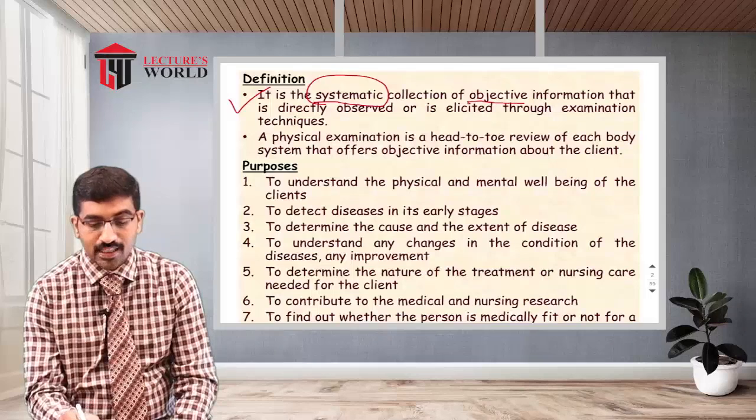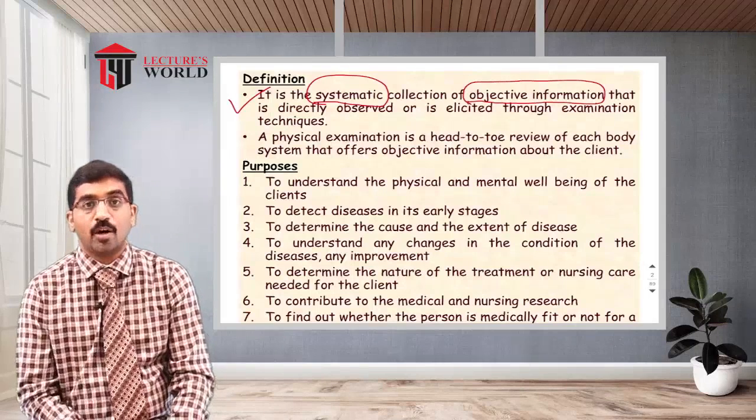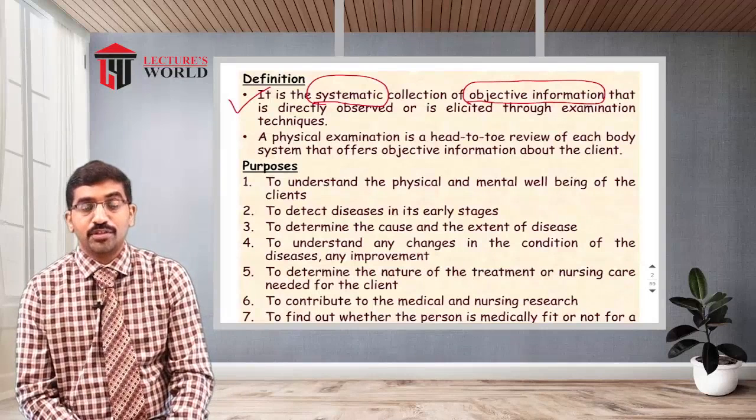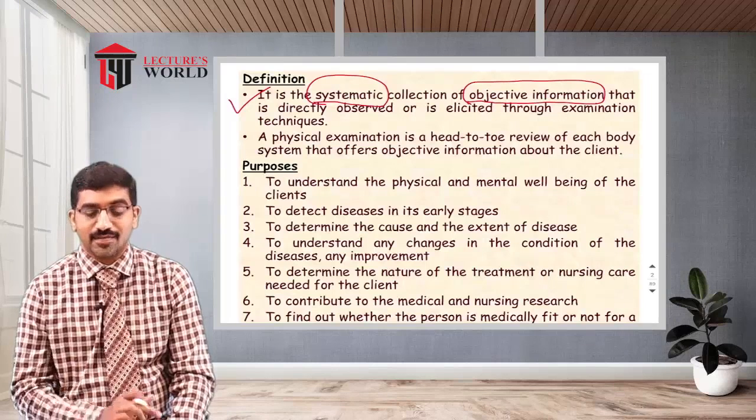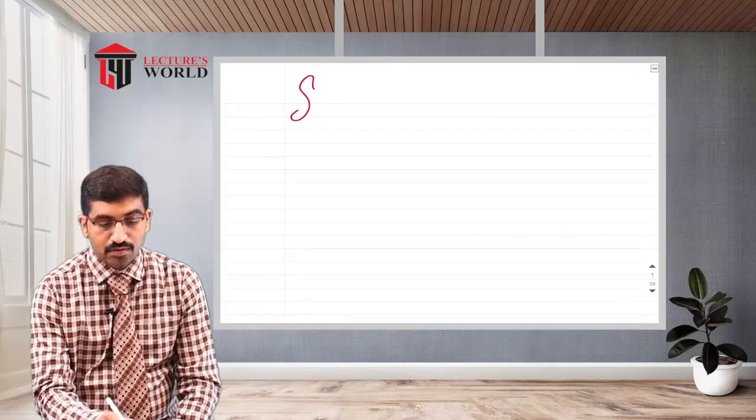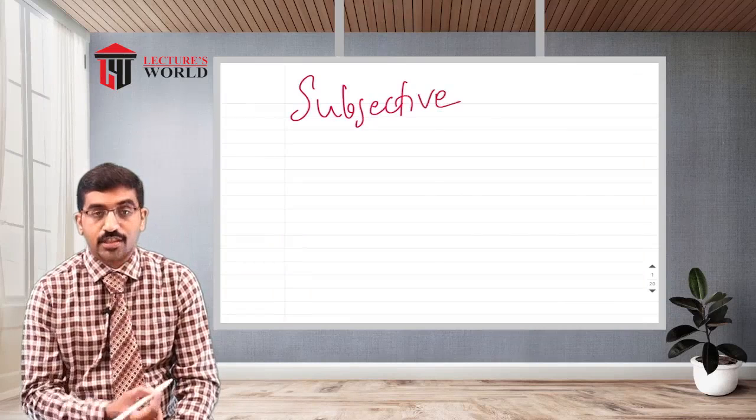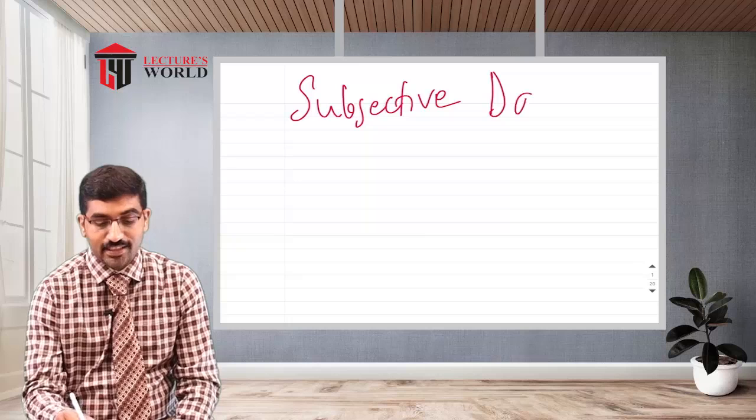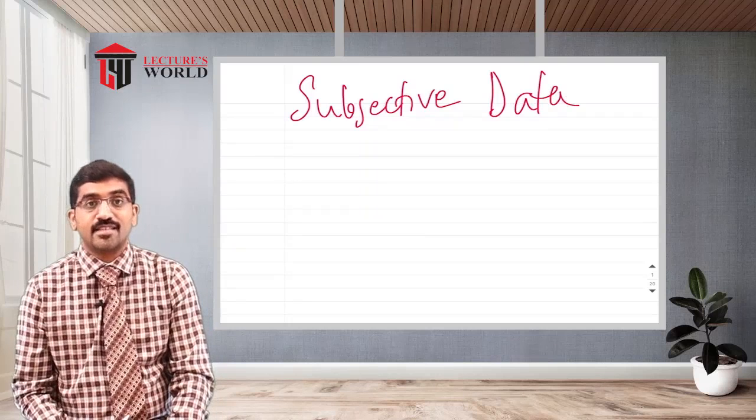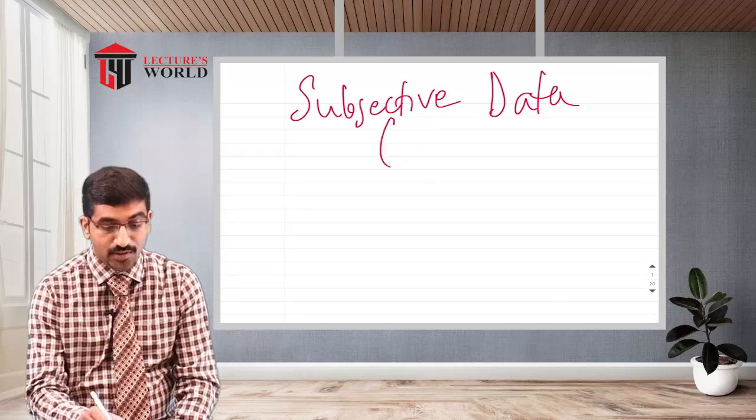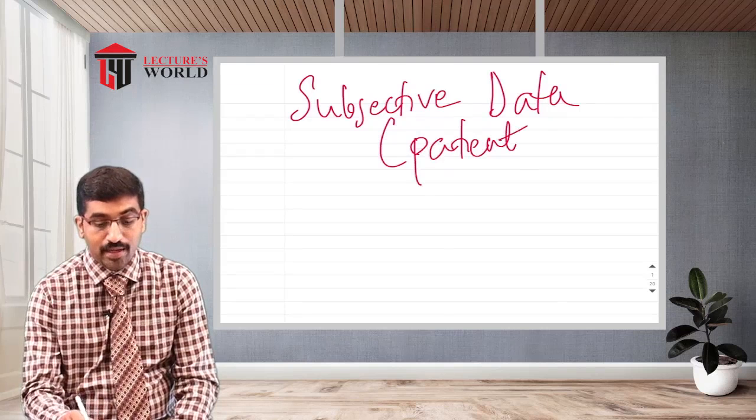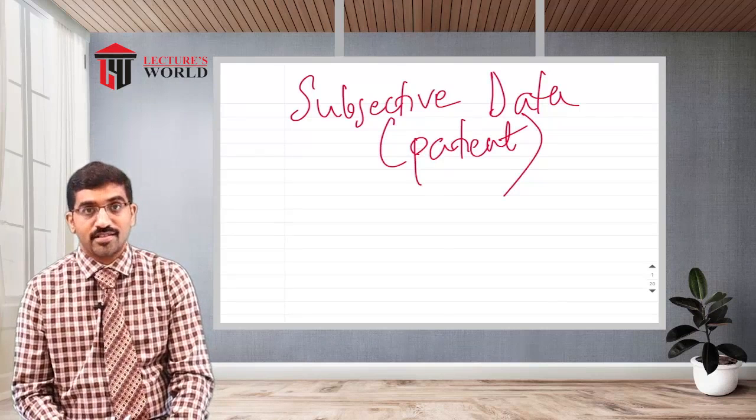Then coming to objective information. What do you mean by objective information? Before going to objective information, you must know about subjective information as well. Subjective information, which we can also call subjective data, is the first thing when the patient comes to the hospital or is admitted. They may share with you and express their feelings, which is known as subjective data. So ultimately it is patient-based, or we can say person-based.